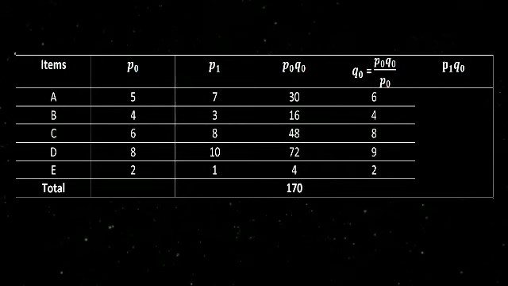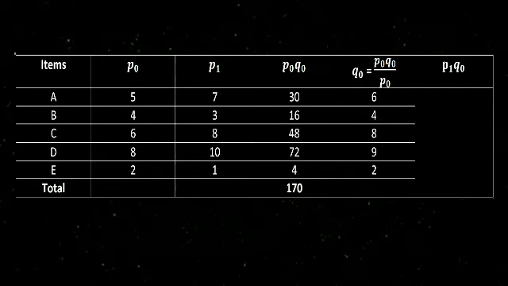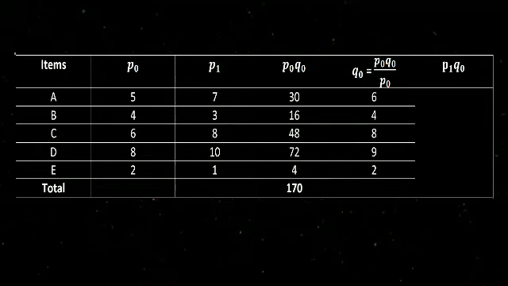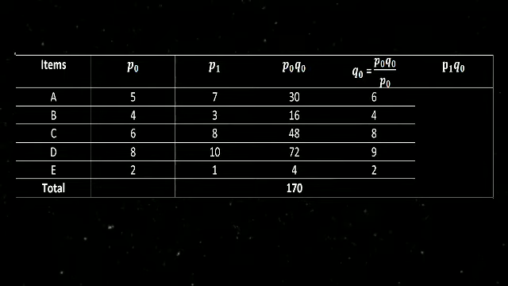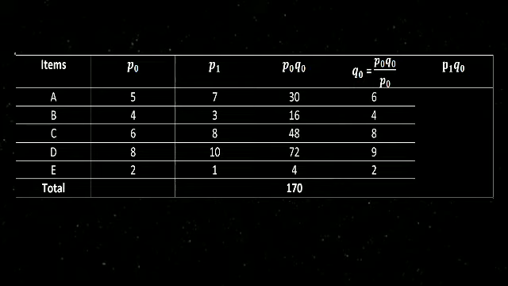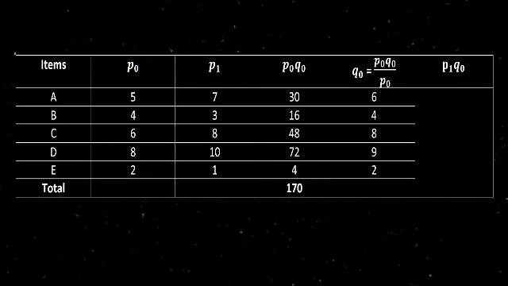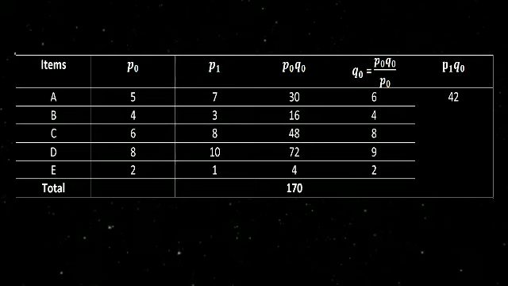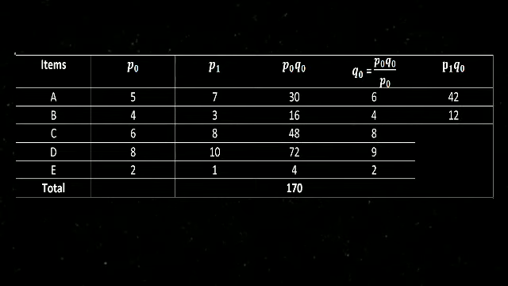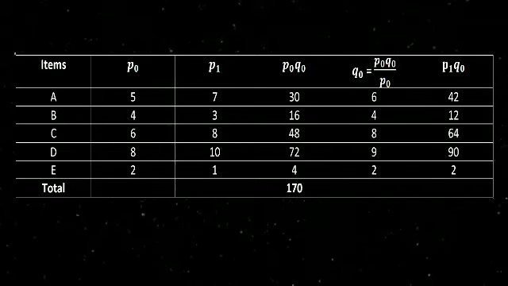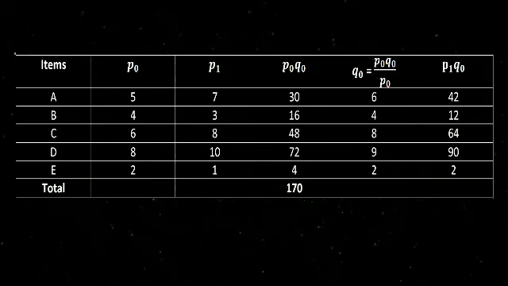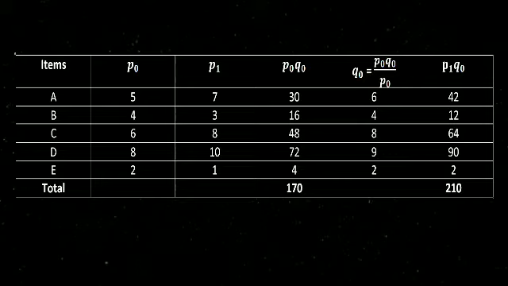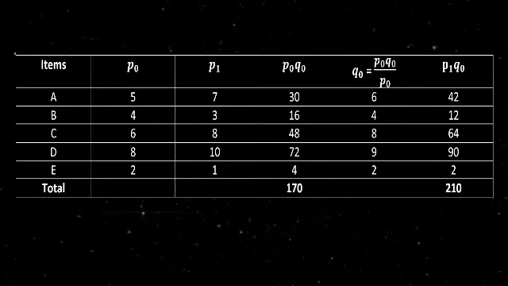And then at the end, last column, compute P1 Q naught, that is the product of P1 into Q naught values. That is P1 is 7 into Q naught is 6. 7 into 6, 42. Next value 3 into 4, 12. Similarly compute the rest of the values and find the total of that column, which will be 210. The next step is to compute the index number.